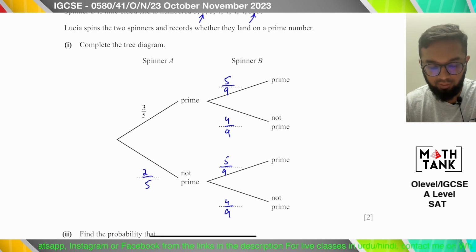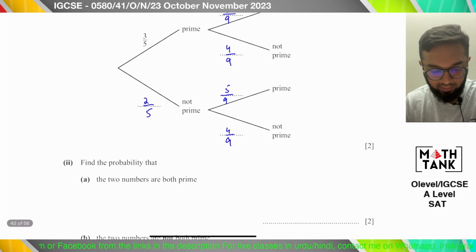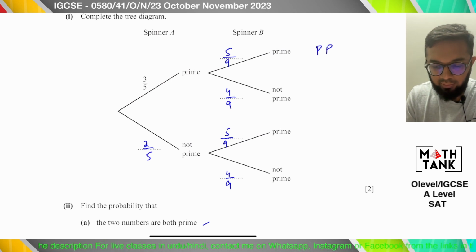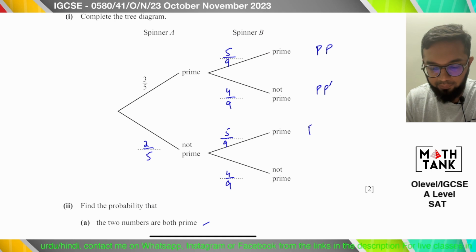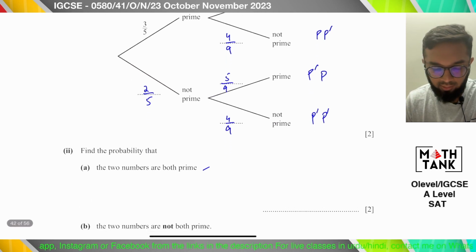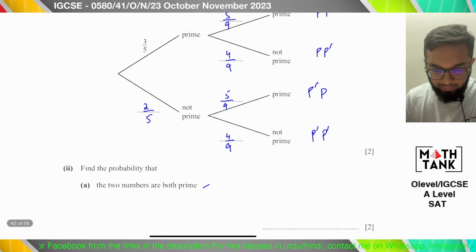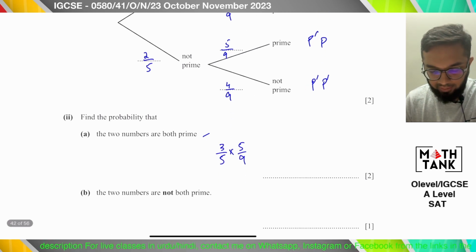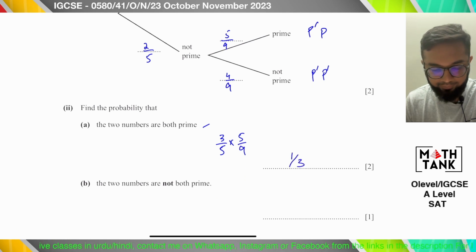Since this is still spinner B, spinner A doesn't impact. The two numbers are both prime. I have a habit of first writing down my outcomes. So I'm going to do that. P and not P, not P and P, and not P and not P. Numbers are both prime, so 3 over 5 into 5 over 9. That's what I'm talking about. So I get one third.